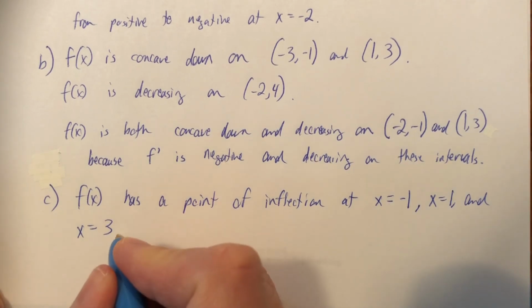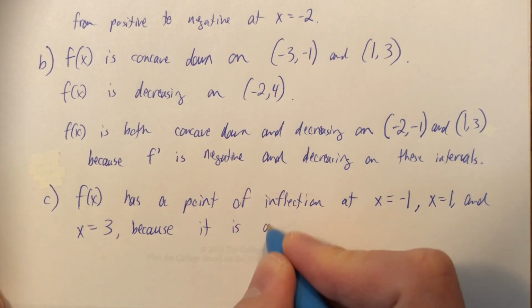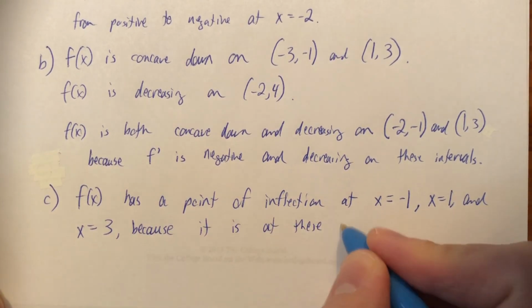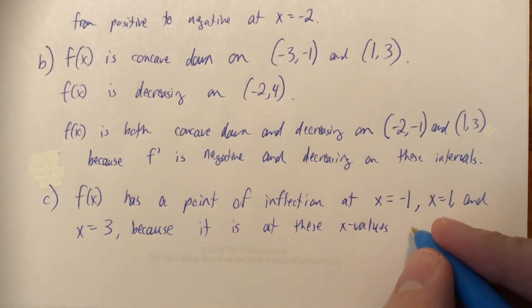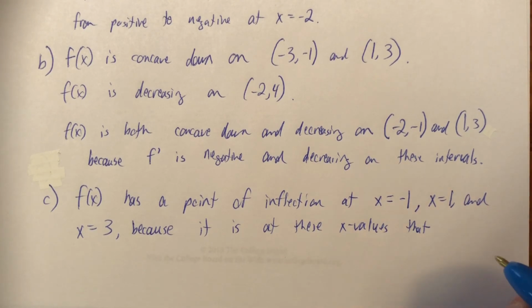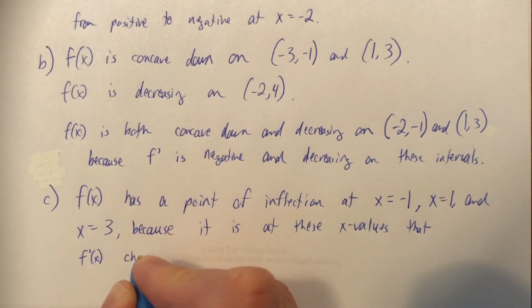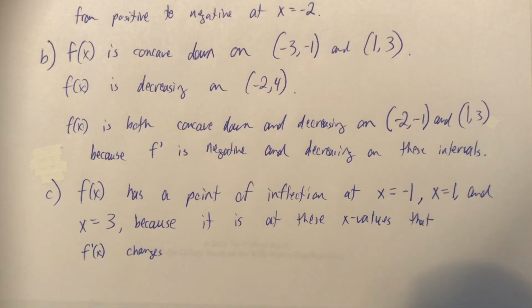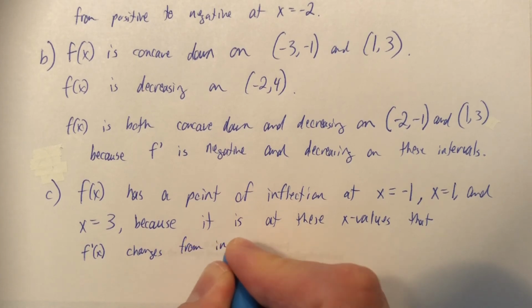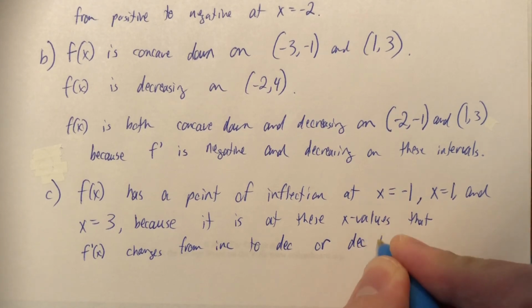Why? Because it is at these x values, at these points, that f prime of x changes. You could say changes direction. I want to be really specific here. Changes from increasing to decreasing, or decreasing to increasing.